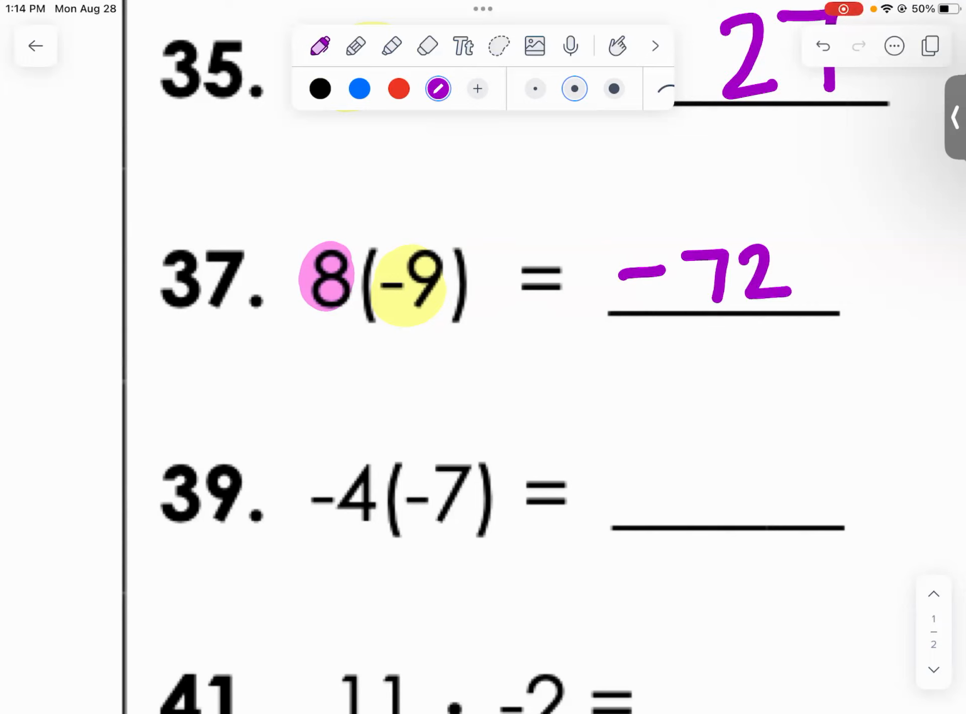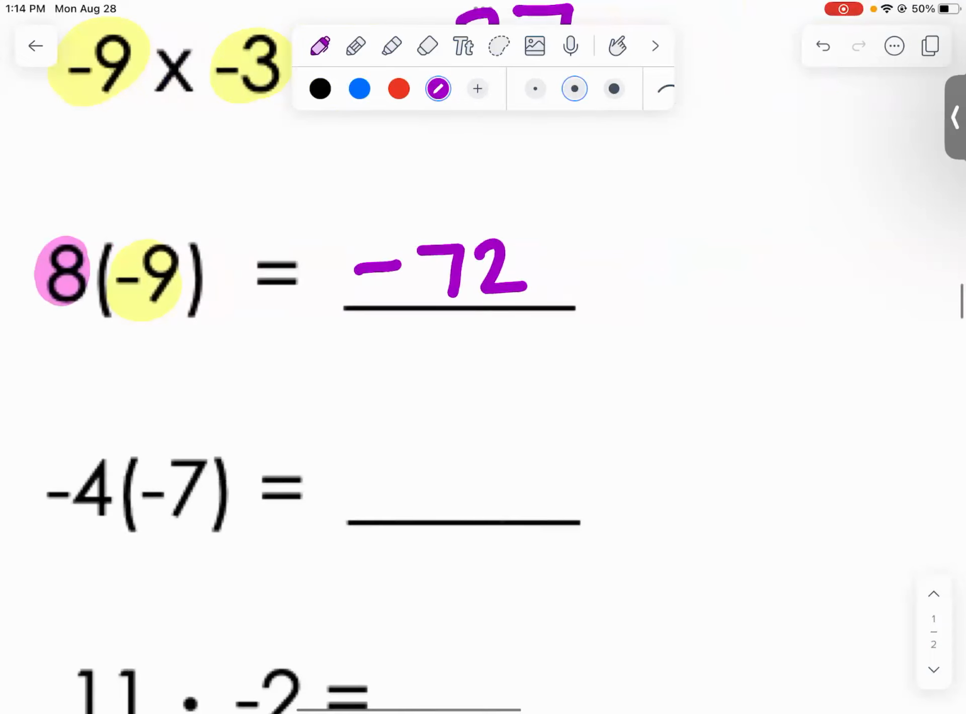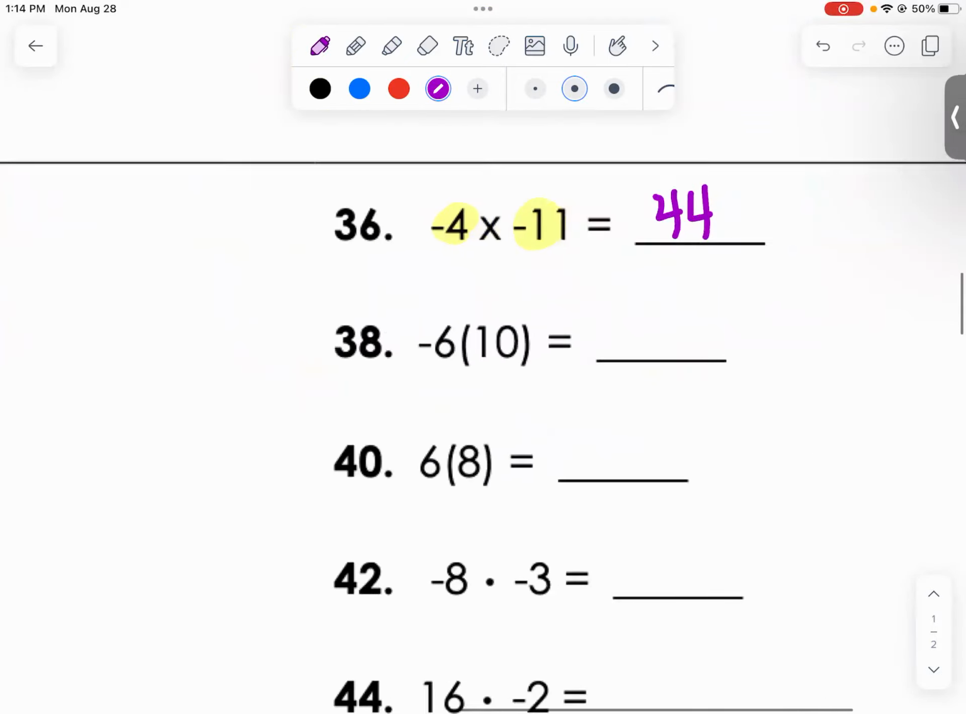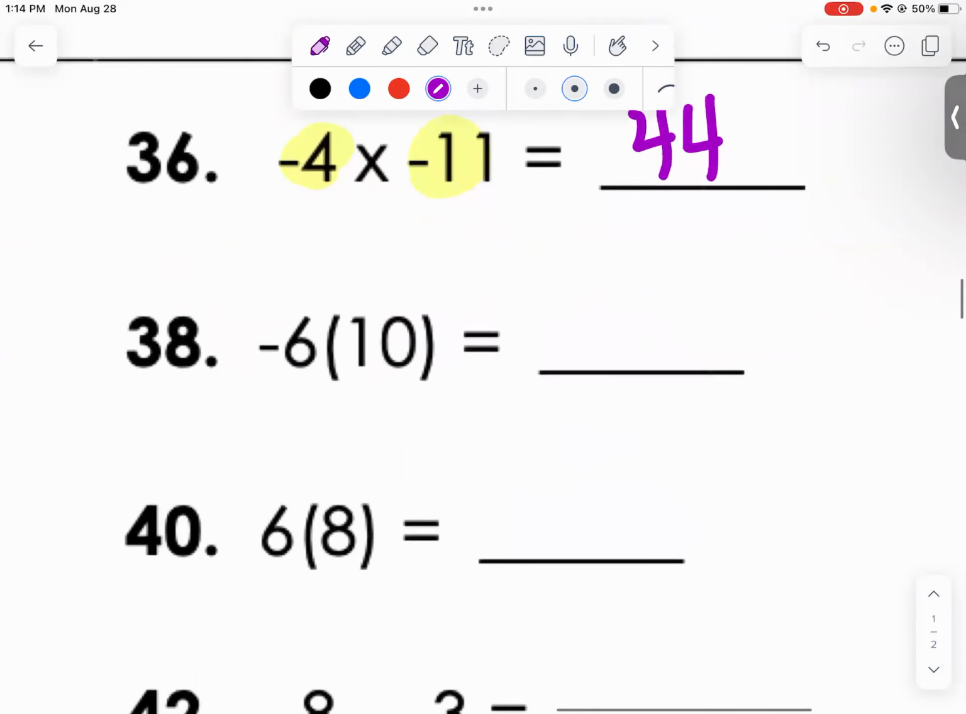Is that wrong? What was number 6? 36. Oh my gosh. What's 35?